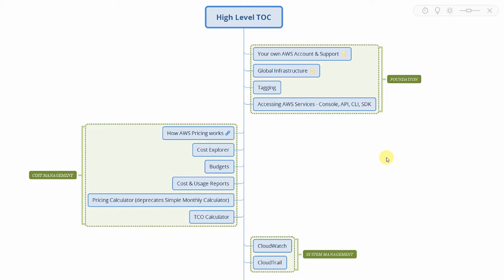I have grouped AWS services into logical chunks. For example, foundation, cost management, system management, and so on. Also, I've ordered these groups so that earlier lessons serve as a background for later lessons. Some topics such as security, networking, compute, etc. are broken into core services that are earlier in the timeline and additional services that come later.